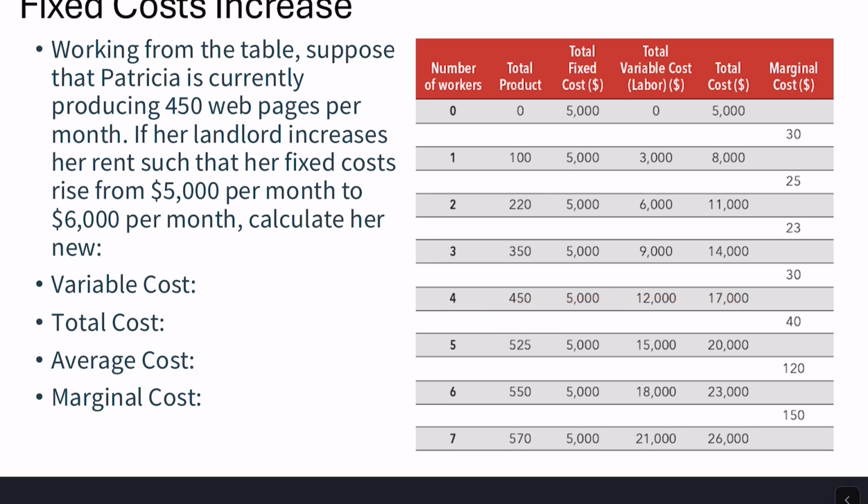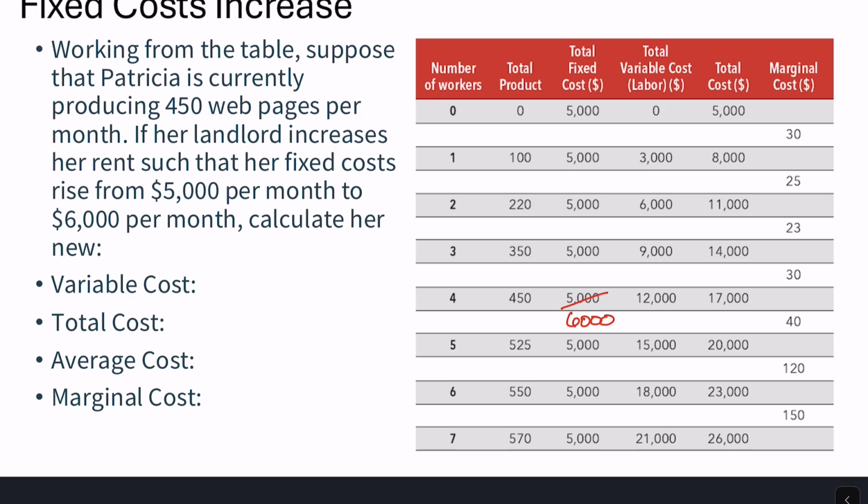Okay, so our new total fixed cost is going to be 6,000. So I'm going to do it down here below. So our new total cost is 6,000 for that.